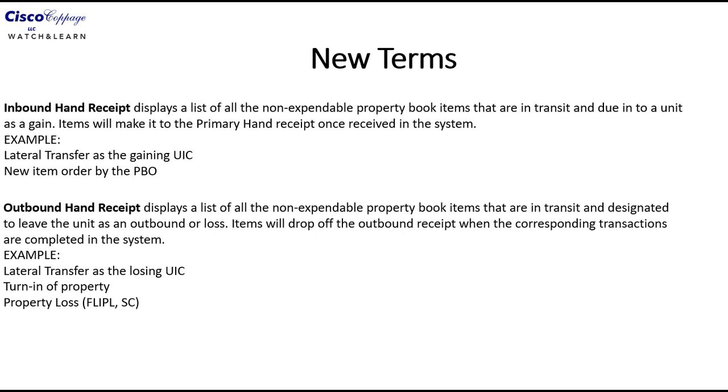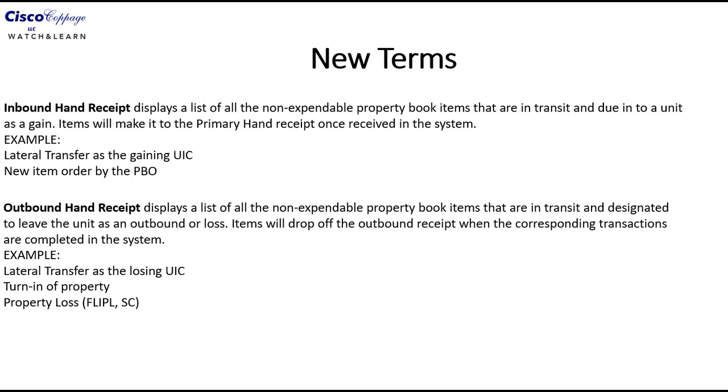For example, if you're doing a lateral transfer as the gaining unit, those items that are due into you for your unit to receive will be on the inbound hand receipt until you receive them in the system. Another example, if the PBO orders you a non-expendable item, that item will show up on the inbound hand receipt until it's received in the system as well.